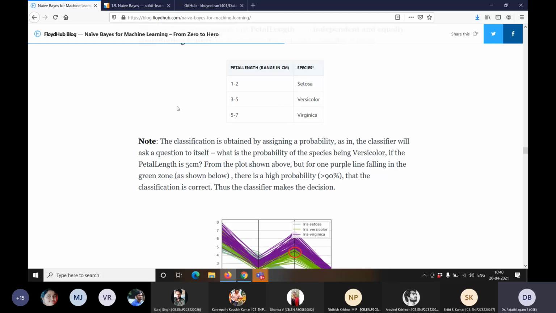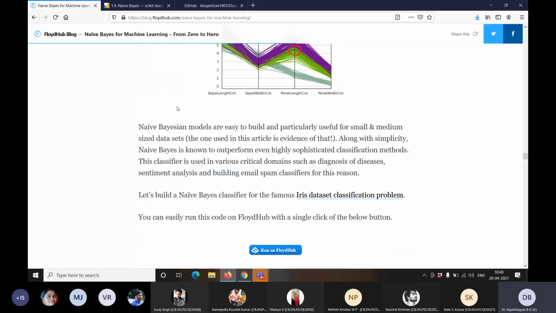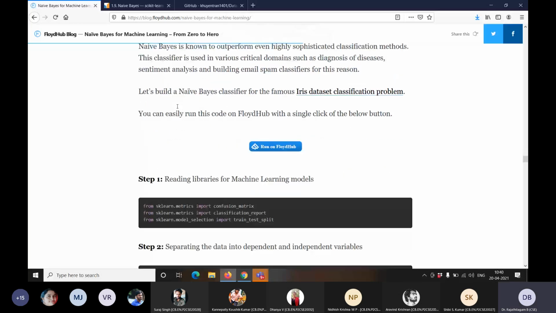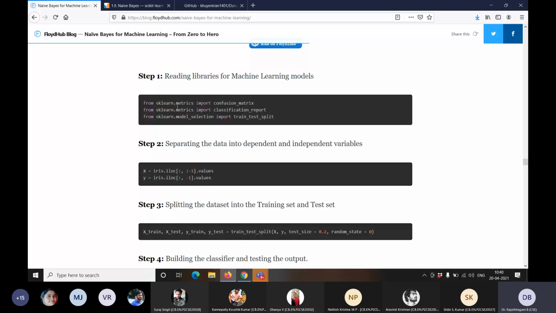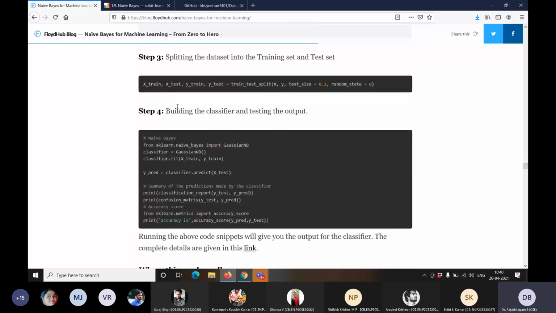So looking at this classification, the naive Bayesian model, what we need to do, again just like SVM, from the scikit-learn library, we can just call the naive Bayes function. The iris data set is also available by default. You separate the training and test set, build the classifier and test the output.